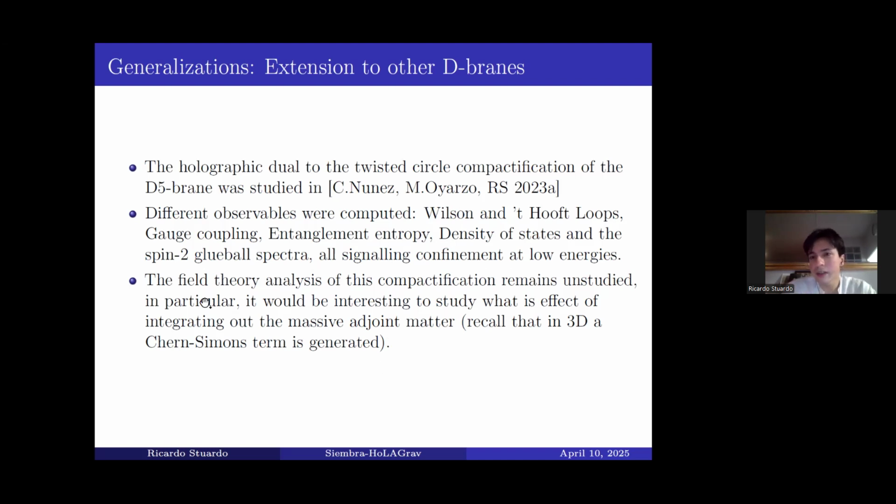It would be very interesting to do the field theory analysis. So the same thing that we did for N=4 super Yang-Mills, which was not large N, it was a classical computation. So you can do it for maximally supersymmetric Yang-Mills in 6D. And it would be very interesting to see what happens when you integrate out the adjoint fermions. Remember that when we went from 4D to 3D, it generated a Chern-Simons term. So it would be very interesting to see what is the counterpart of that thing, but when you go from 6 to 5. This is something very interesting.